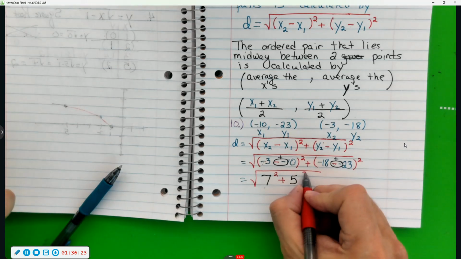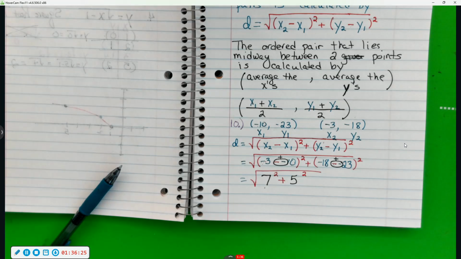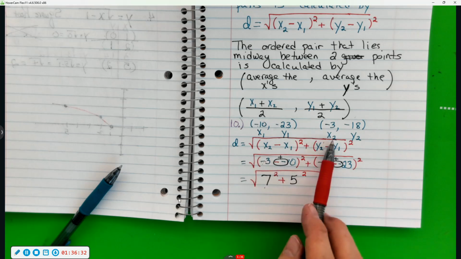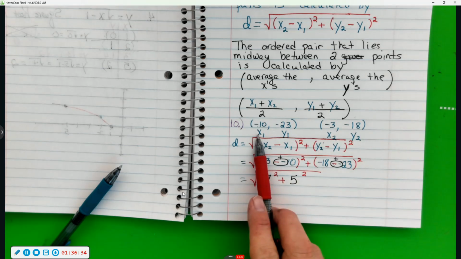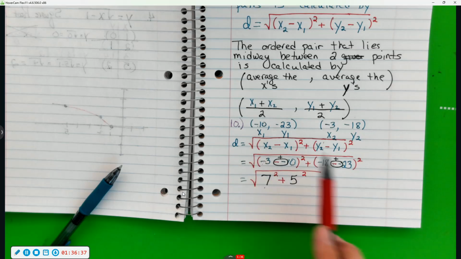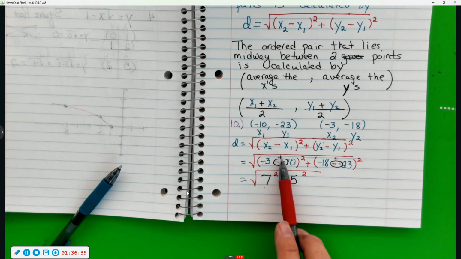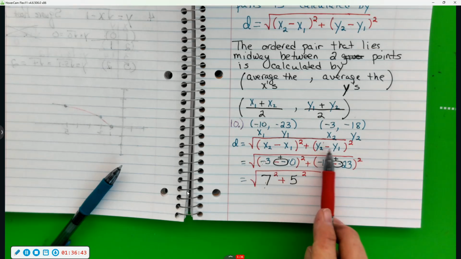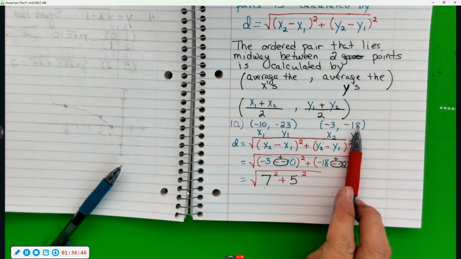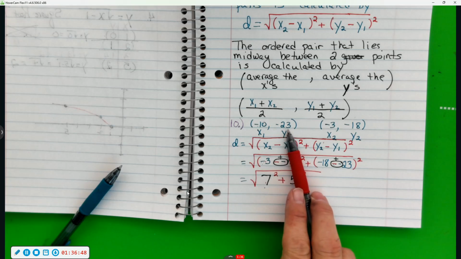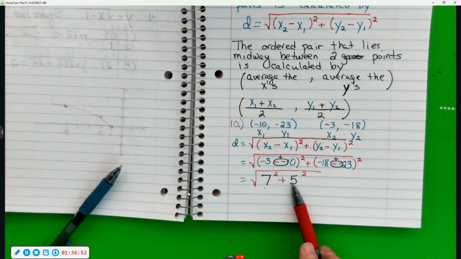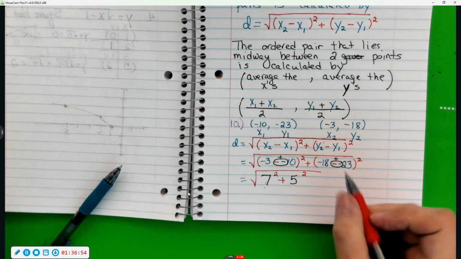Squared? Oh, wow, I hate to say look over this because it looks a mess. You'll see how I'm getting this? x2, negative 3 minus a negative 10. That minus and negative becomes a plus, so that's where we get 7. y2 minus y1, negative 18 minus a negative 23, that would be a plus. Negative 18 plus 23 is 5.